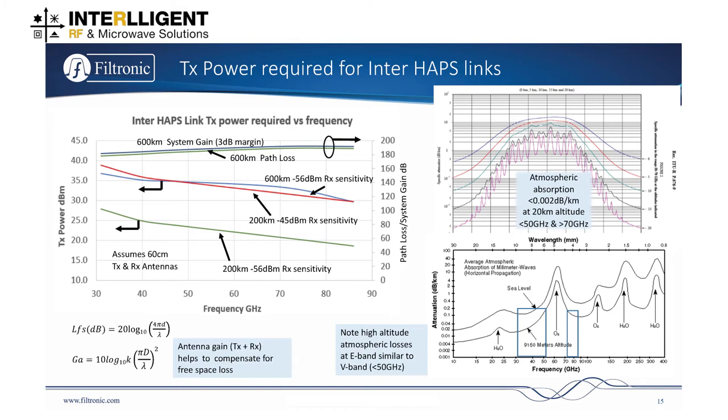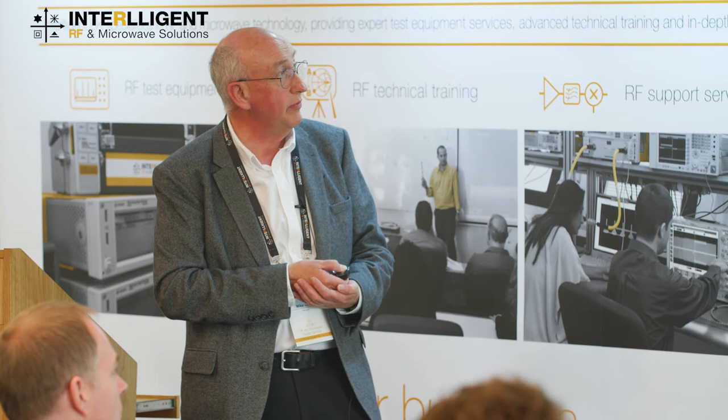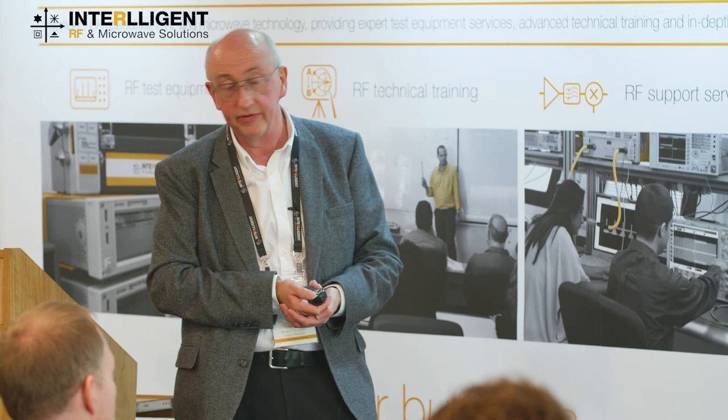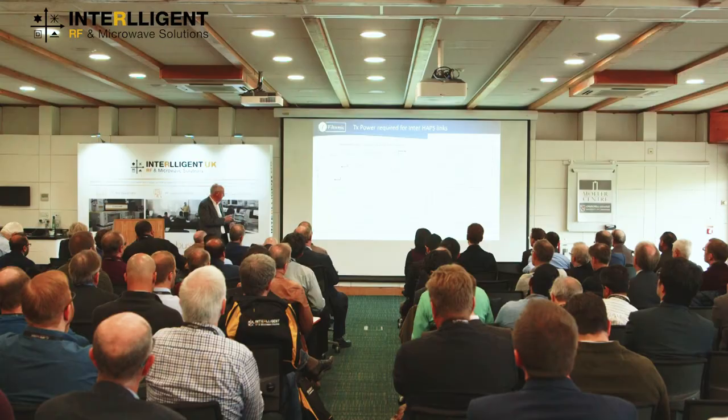Again, I've plotted the power that would be required from the transceiver versus two typical situations here. So a 45 dBm RX sensitivity would correspond to a 256 QAM link. 56 would be more like 16 QAM. And then assuming 2 foot antennas, you can still meet the sort of 200 to 600 kilometer links with a perfectly realizable level of RF power. And in fact, as the frequency goes up, if you keep the antenna size the same, then you do get a benefit from the extra gain from the antennas. And in fact, it's doubled because you get that benefit in both the transmit and the receive.